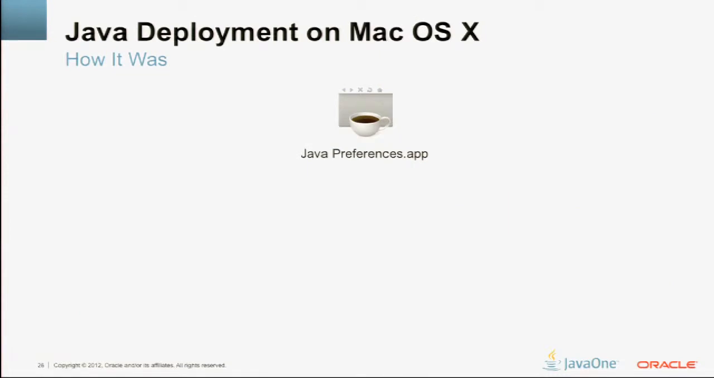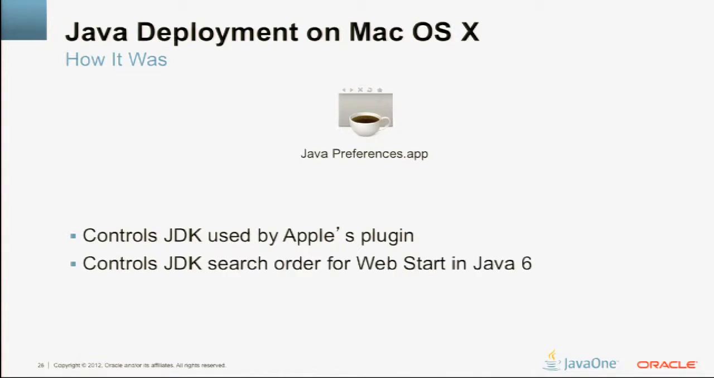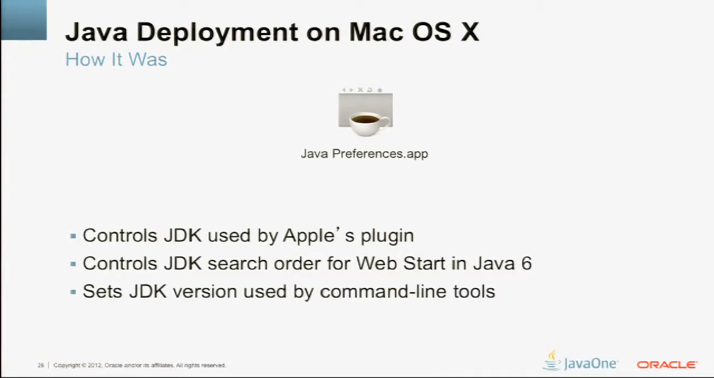Related to all that, we've got this thing, Java Preferences.app. It's in Applications, Utilities. And as I mentioned, this controls which JDK the plugin was using. It controls the JDK search order. It also governs the JDK that's in use by the command line tools. So if you run that, you know that the JDK at the top of the list is what you get when you type java -version, javac, and so forth.